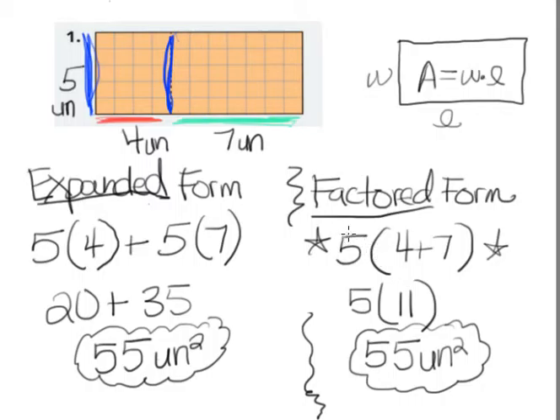But also you could see I'm taking this 5, what's on the outside, and multiplying it by 4, which you see here, which is 20. And then adding it to 5 multiplied by 7, which you see over here in 35.